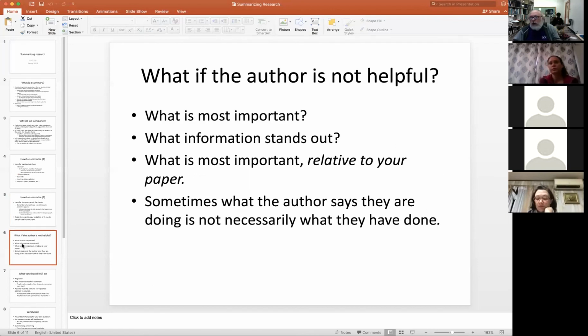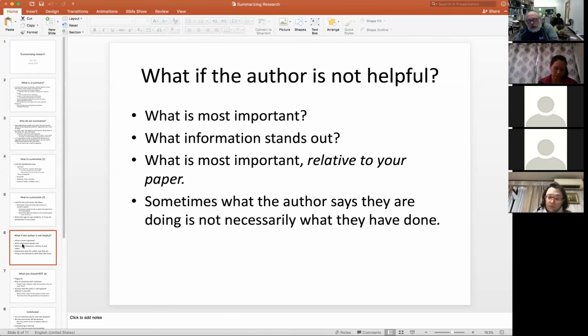Now, what if the author is not helpful at all? Okay, that is, what if there is no signposting, there is no abstract, there is nothing, all you get is the text, okay? Well, then you have to do the hard work yourself and ask yourself, okay, what's the most important bit of information in this paper? Okay, what information stands out from the rest? Okay, and then most importantly, relative to your paper, relative to your interest, what is the most important information in this paper? And then you write that down, okay?